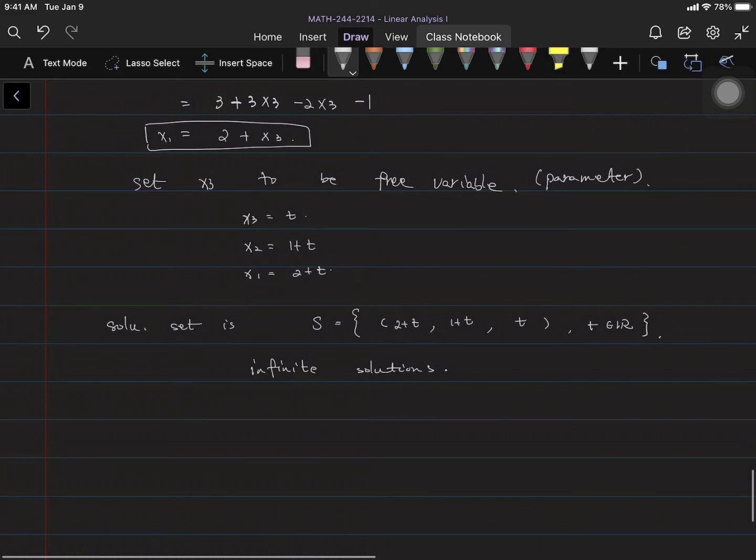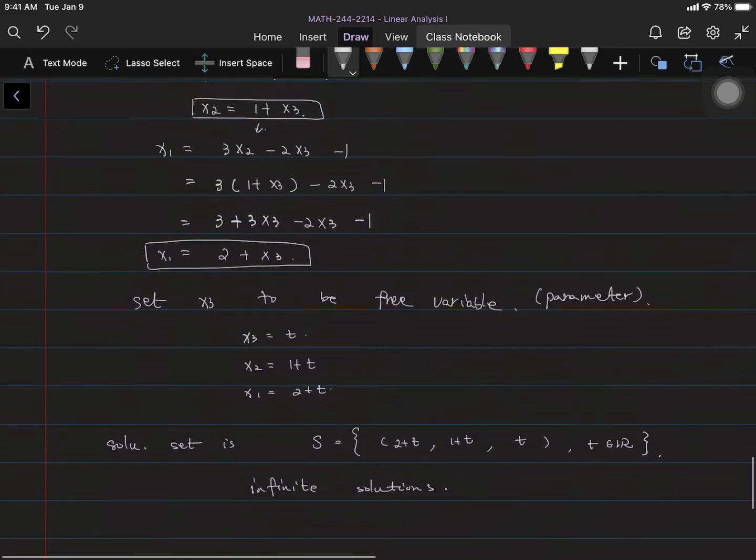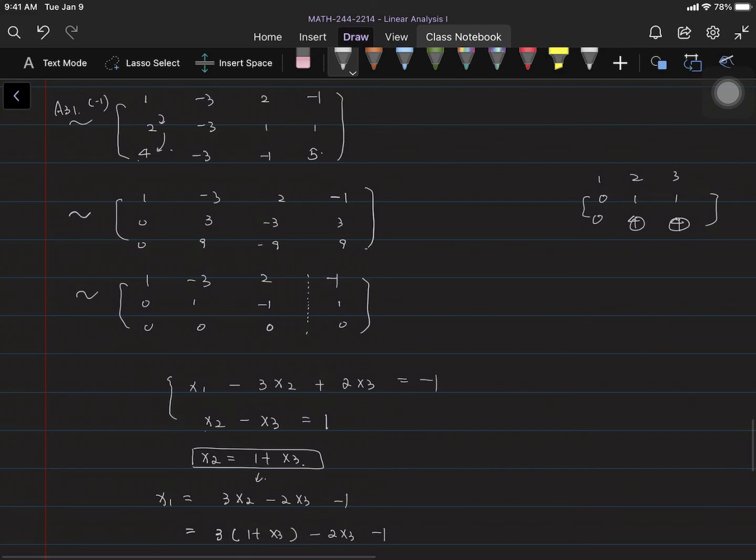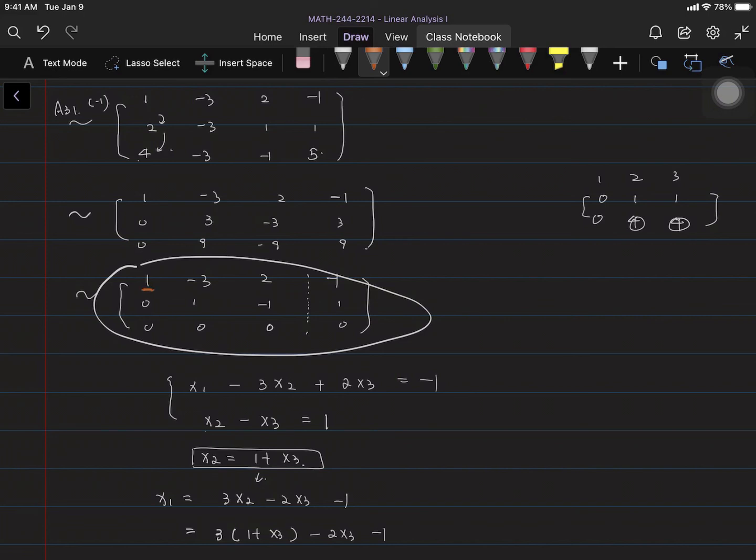In the future, I'm going to show you which one should be the free variable. So if we look at this matrix, who has a leading 1? x1 has a leading 1, and this position is x2, right? x2 has a leading 1. That means x1 and x2 can be solved. So who has no leading 1? x3. In that case, we just set the variable that has no leading 1 as the free variable. So we set x3 to be the free variable.